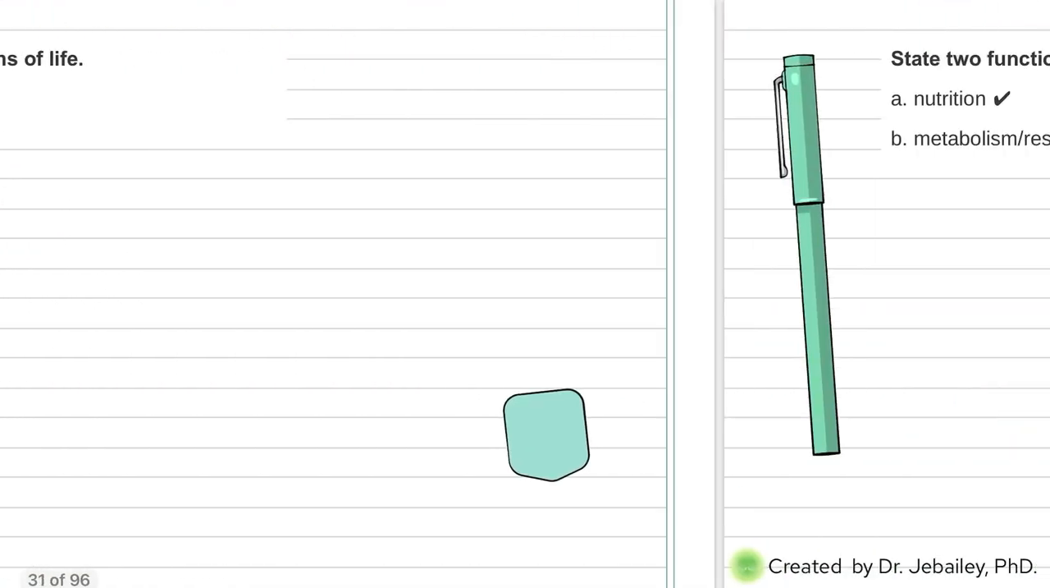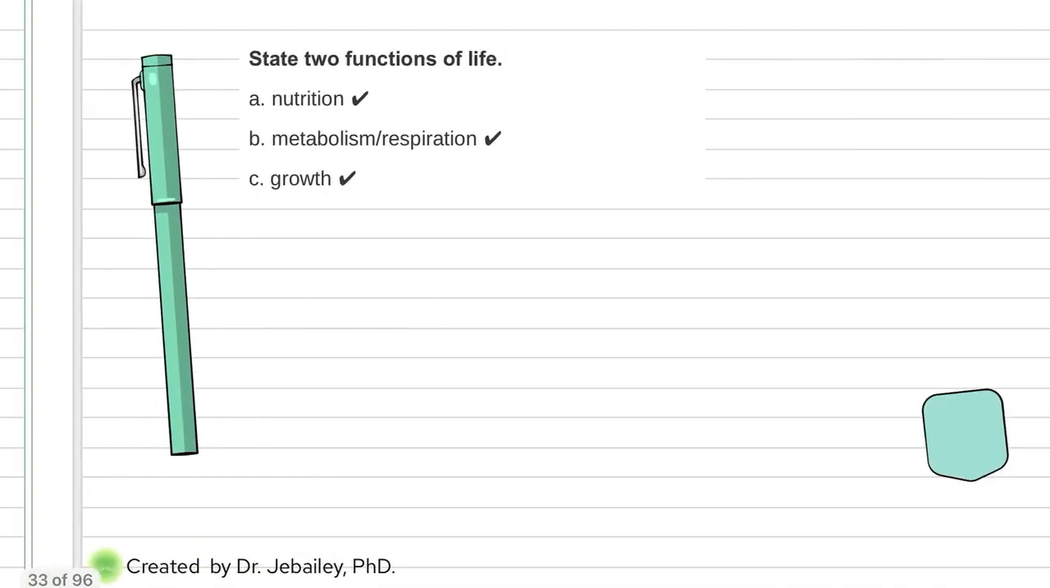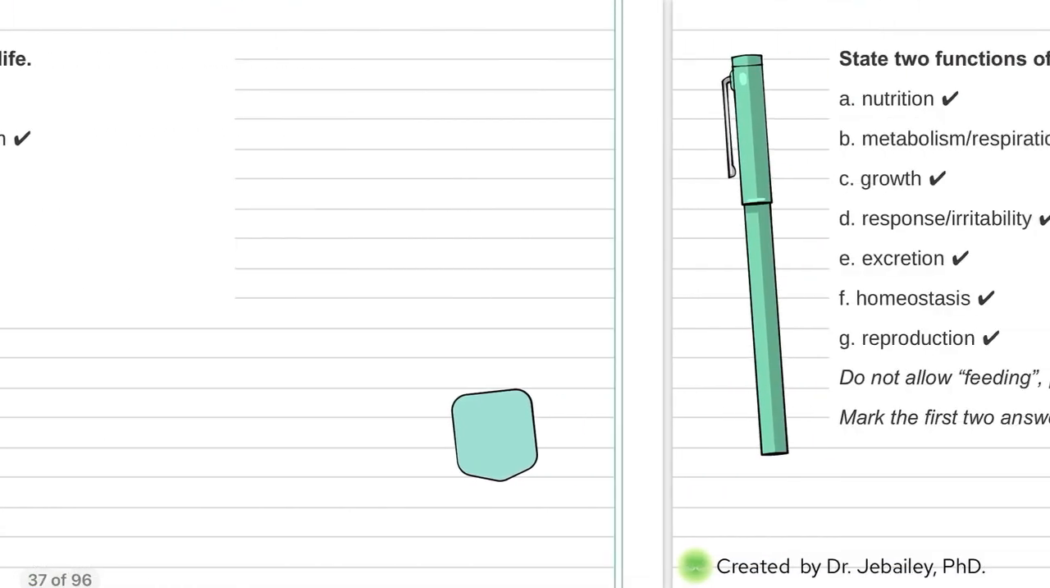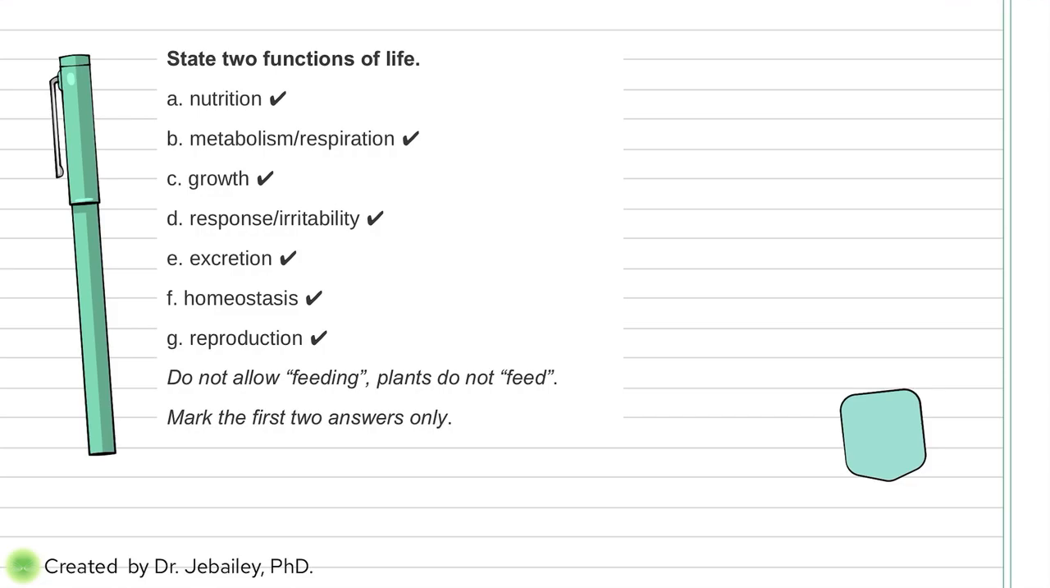So what are the functions of life? Nutrition is 1, metabolism, growth, response or irritability, excretion, homeostasis, and reproduction. Now, here's the ugly part. Do not allow feeding. Why? Because plants do not feed.